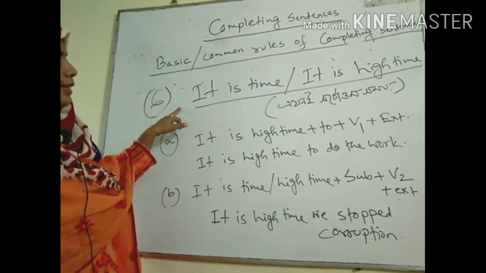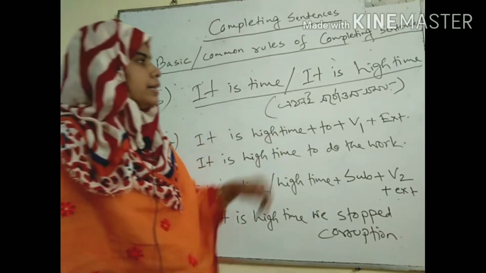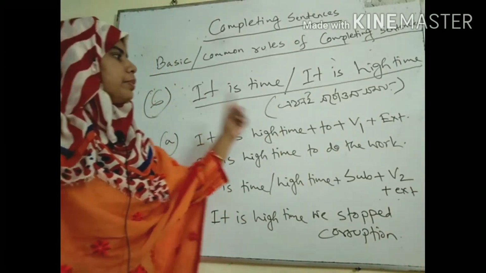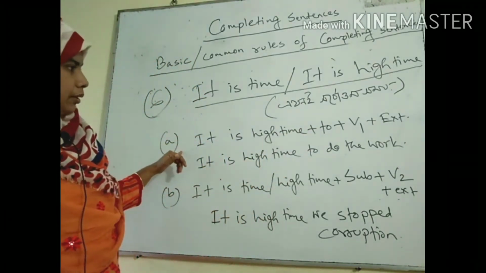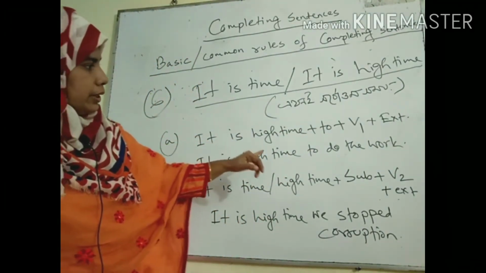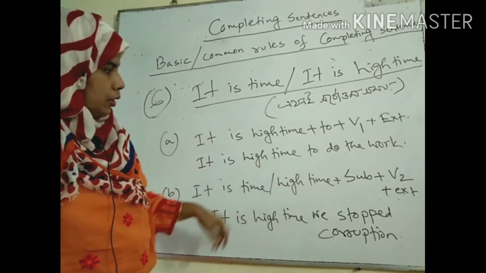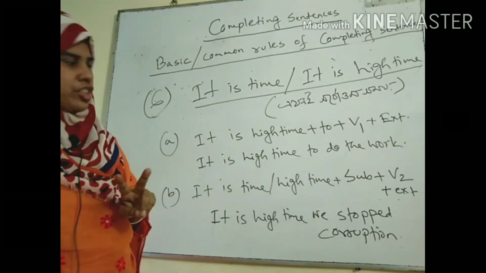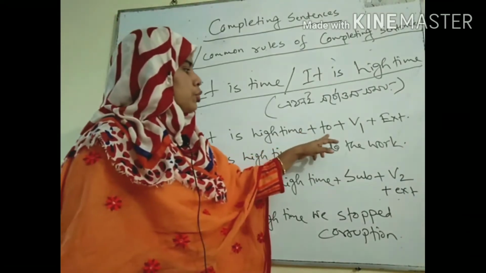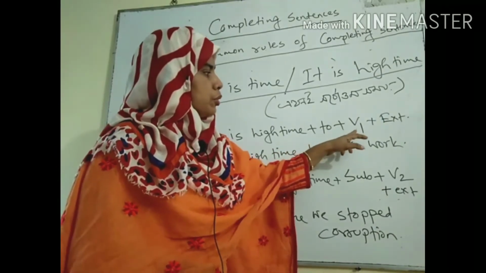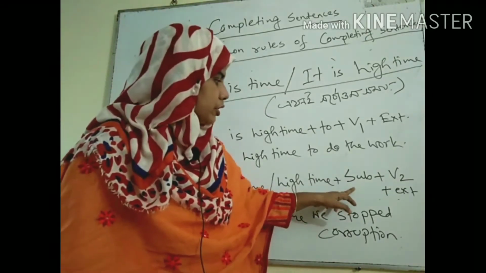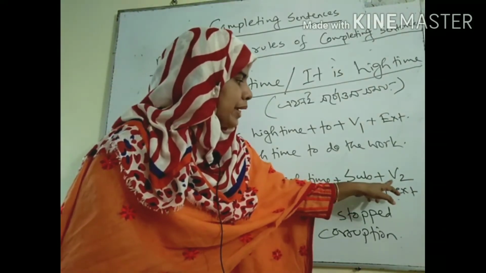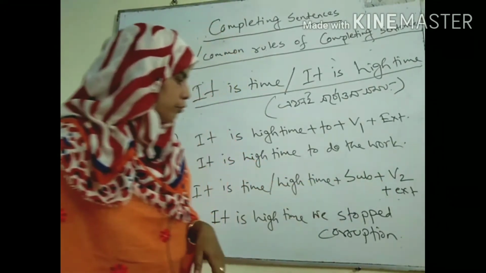Look at rule 6. It is time or it is high time. In Bangla it means ekhoni shorbottom shomoy. Okay, it is high time. After it is high time, we can use two structures. If we use to, we have to use V1, and if we use subject, we have to use V2, that means past form of verb.